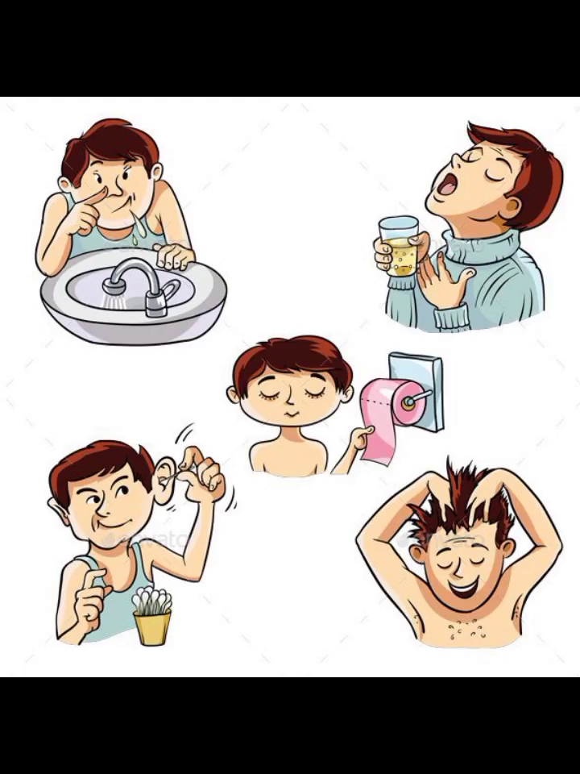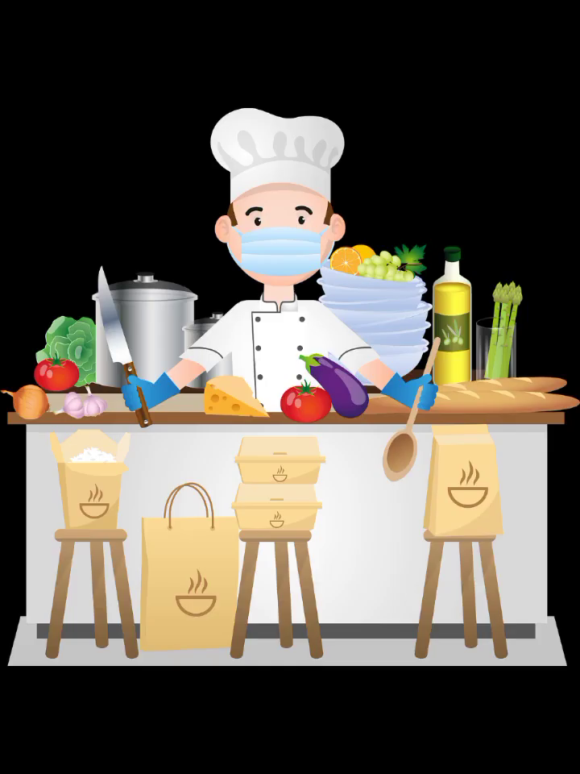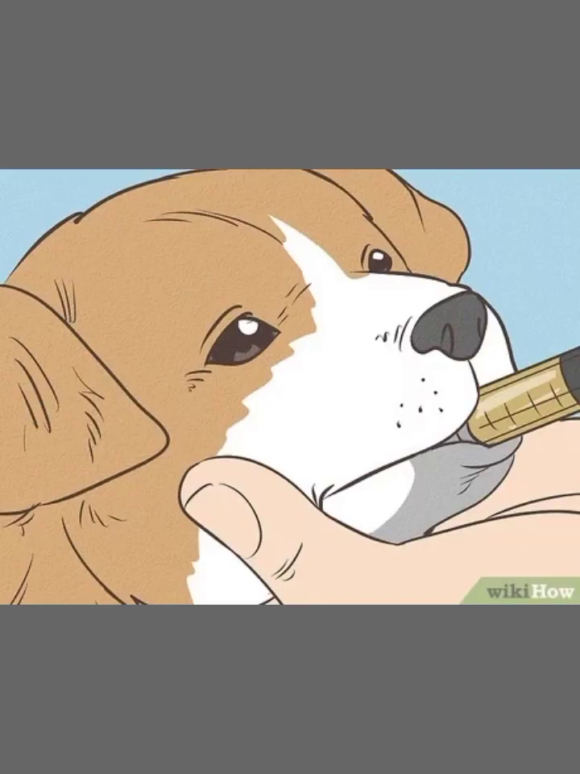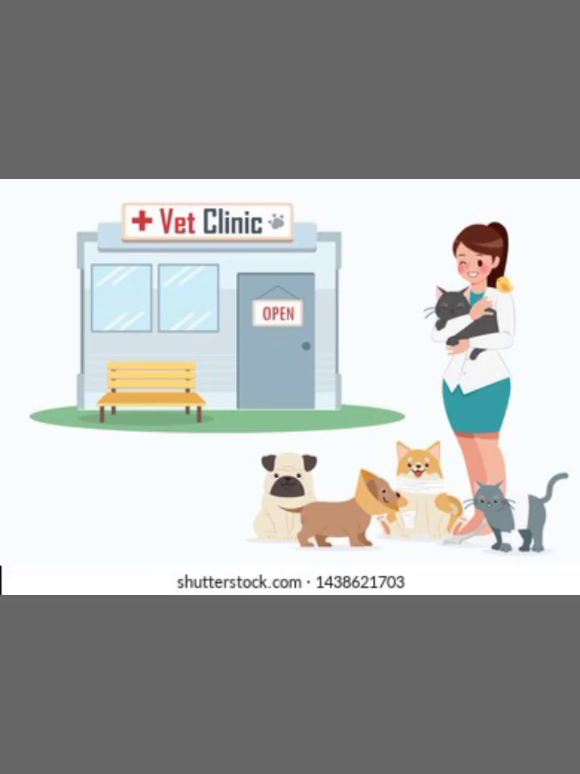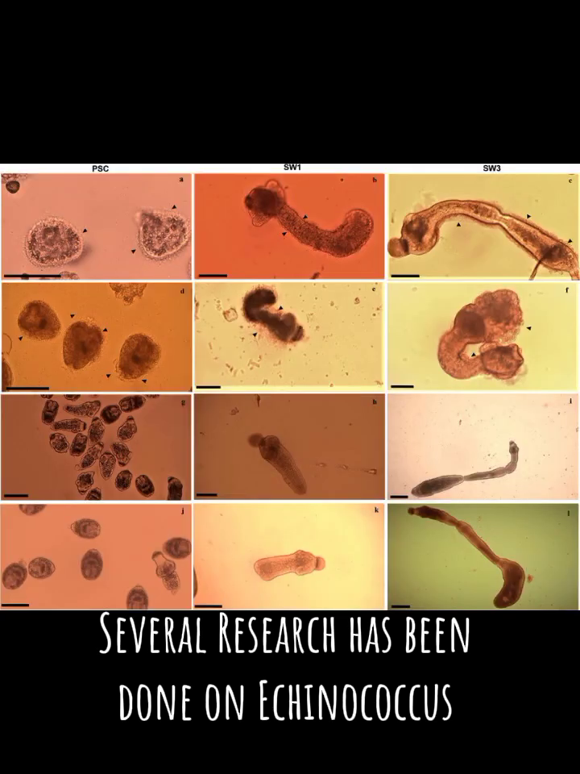Preventing Echinococcus infection involves practicing good hygiene, avoiding contact with potentially infected animals, properly cooking meat, and deworming pets regularly. Public health measures such as education and surveillance are also crucial in controlling the spread of this parasite.